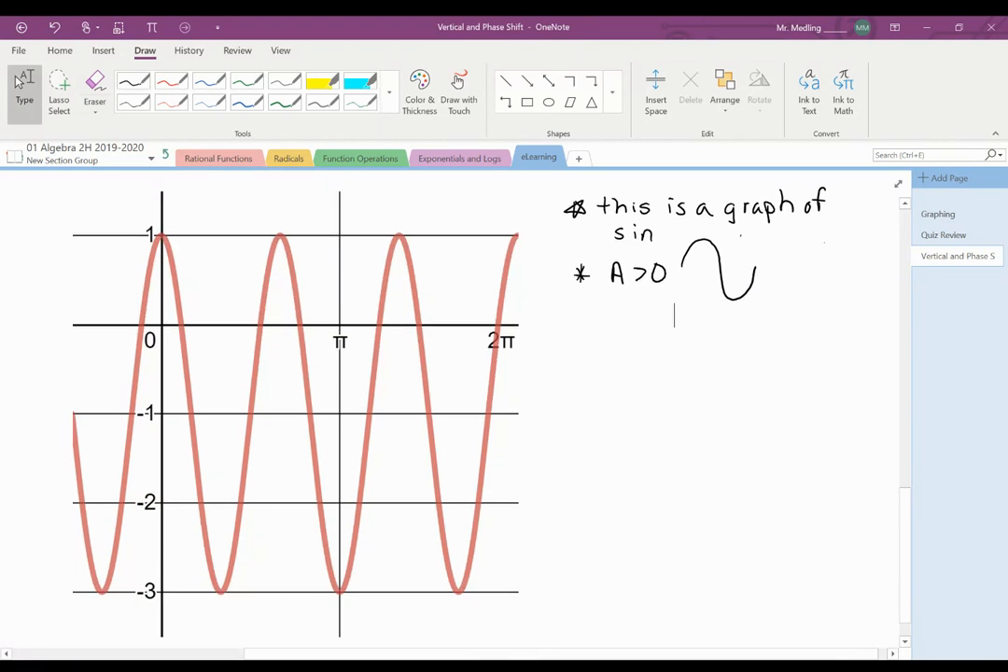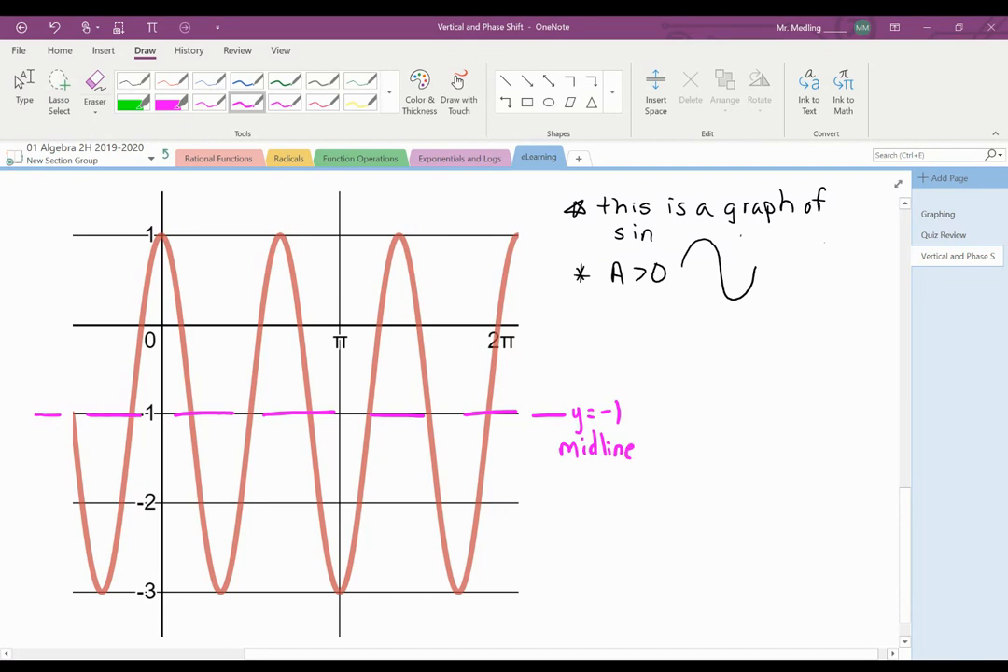All right, so the first thing I'm going to do is identify my midline. That's going to help me find everything else. So the middle of this graph is right here. Half of it's above that line, half of it's below that line. That is y equals -1. That's what we call our midline.